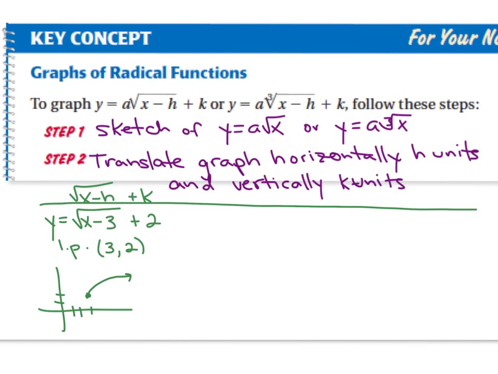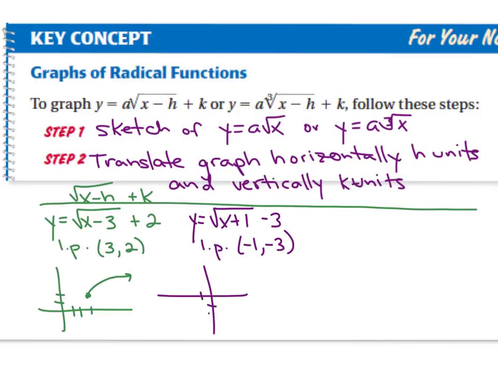So another example of this would be y equals the square root of x plus 1 minus 3. The locator point in this one would be -1, -3. So when we graph that, you'll graph the point -1, -3, and we know what the general shape of the square root looks like. And then for the cube root, again, it's the same process.